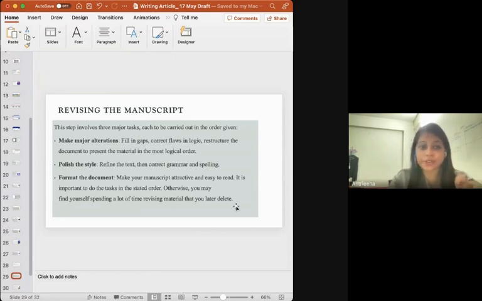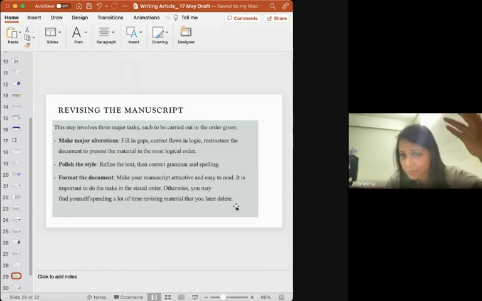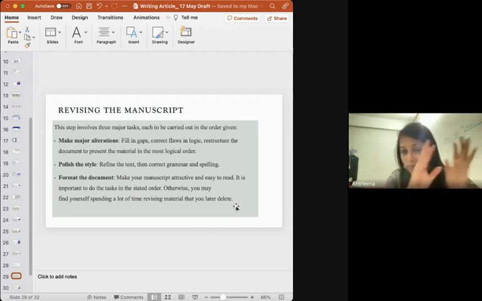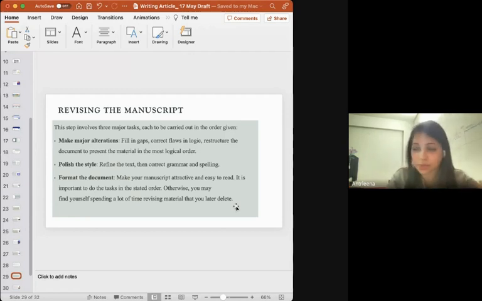Then polish the style, refine the text, and correct grammar and spelling. Whichever text you have written, correct the spelling and grammar, put it in Grammarly, and check it. It helps you get over those technical glitches. And again, as I told you, formatting is very important. Format as per the rules of the journals. If they want APA, go by APA, MLA, Chicago, it just depends on what the journal wants. This is why I asked you to select the journal in the very beginning. It helps even during revising the manuscript. Okay. Moving on to the next slide.